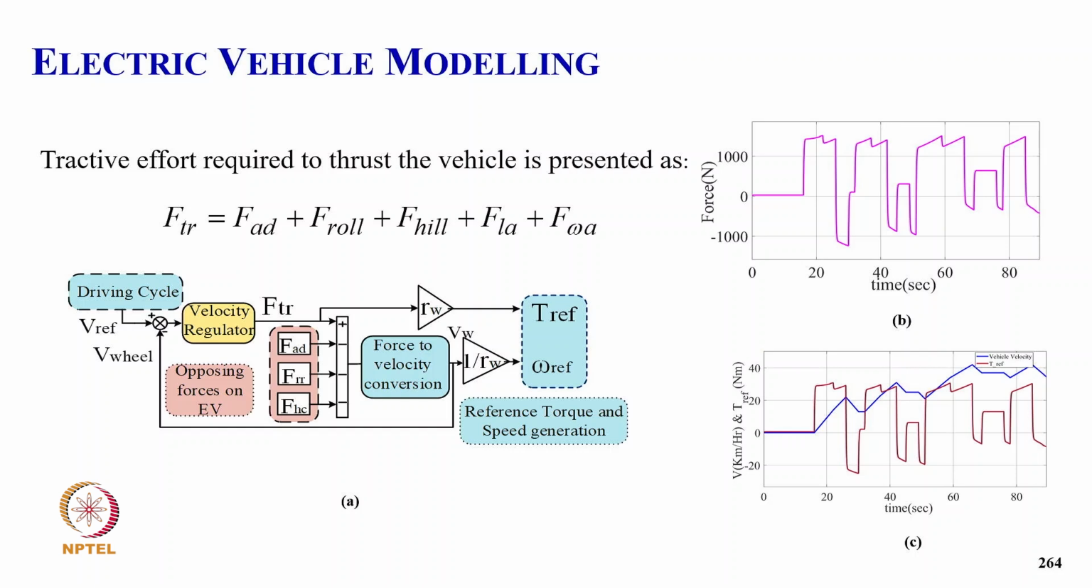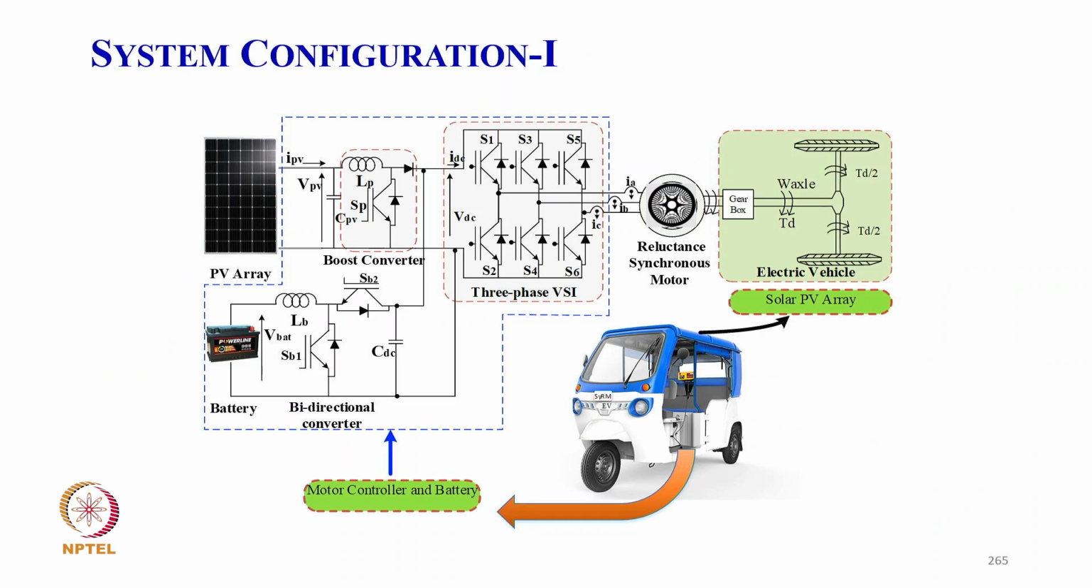Here with the driving cycle we have a velocity reference and velocity of wheel, then velocity regulator, we get the F_TR, and then we get the other components also. This we get total force, velocity, and then we convert into reference speed and the torque for speed control. And this is typically how the force, velocity and torque look. And this is typically the case when we are feeding mainly from the boost converter from the battery.